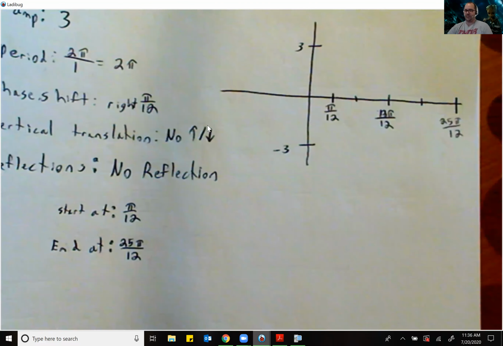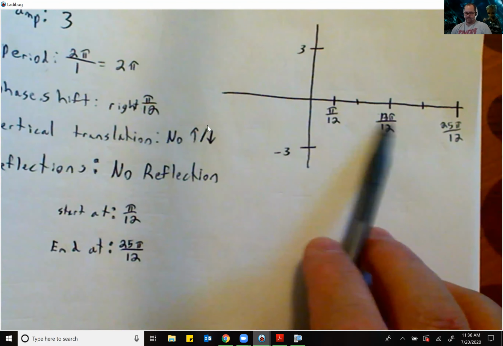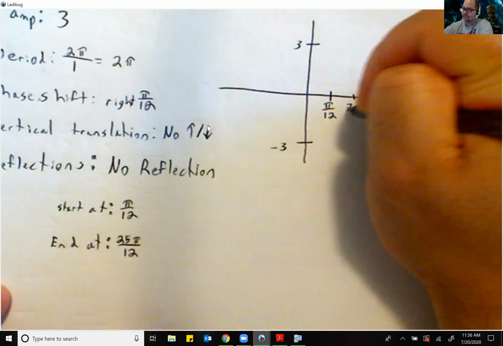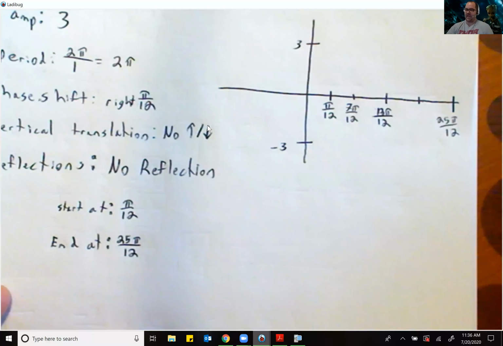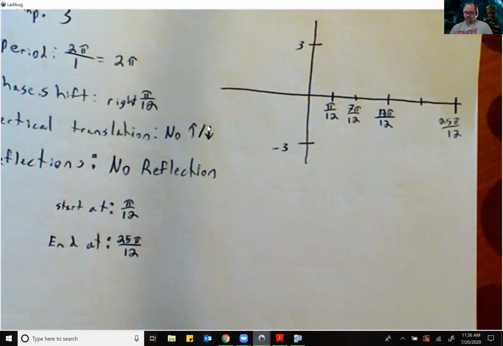So again, to find the midpoint here, all I'm going to do is add these two up. So 1/12 plus 13 over 12. Divide that answer by 2, and I get 7 pi over 12. And then I just add these two up and divide by 2. So 13 over 12 plus 25 over 12 divided by 2.